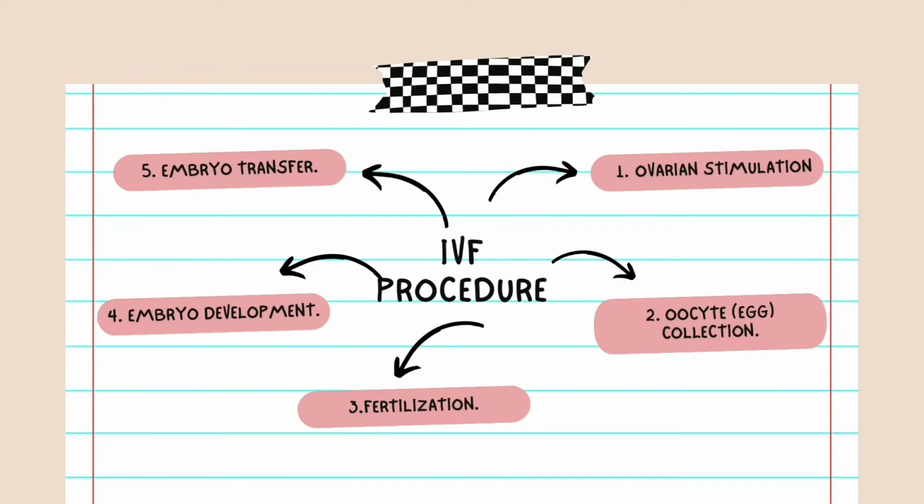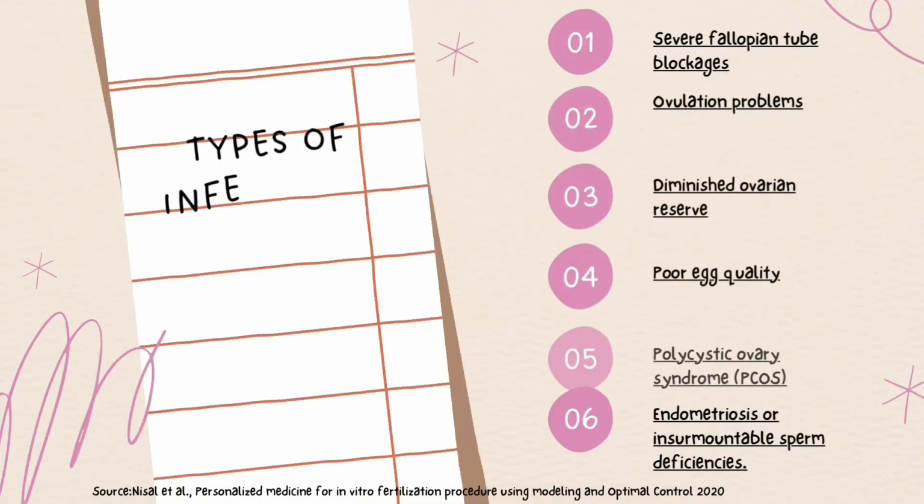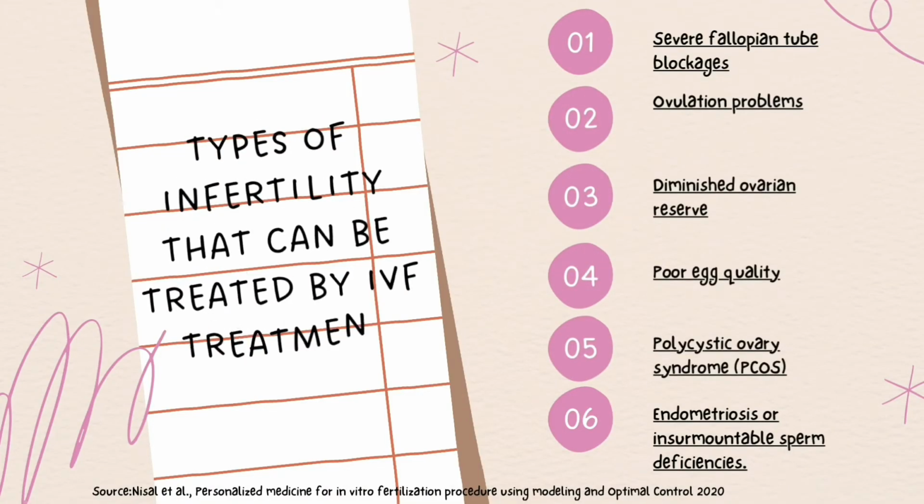There are several procedures for IVF, such as ovarian stimulation, oocyte collection, fertilization, embryo development, and embryo transfer. Firstly, egg production will be stimulated by hormone therapy. Then, the produced eggs will be retrieved from the ovary and combined with the sperm sample provided in a petri dish in order to allow fertilization. In several days after the eggs have been fertilized, they will be introduced into the uterus. There will be luteal support and pregnancy testing. Afterward, the embryo transfer.